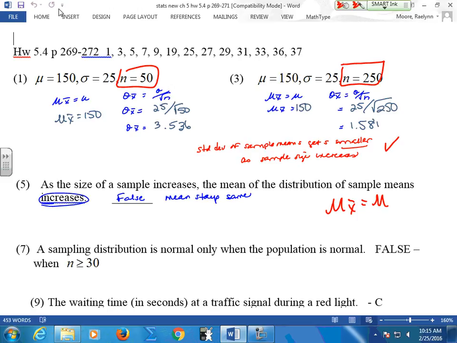A sampling distribution is normal only when the population is normal. That's one condition. The second condition is n is greater than or equal to 30. Automatically, no matter what the population looks like, if your sample size is greater than or equal to 30, then you have a normal distribution. You okay with that? That's going to come back to haunt you. You've got to remember those two things.